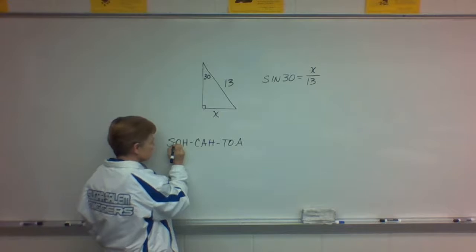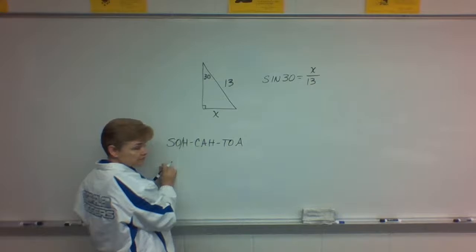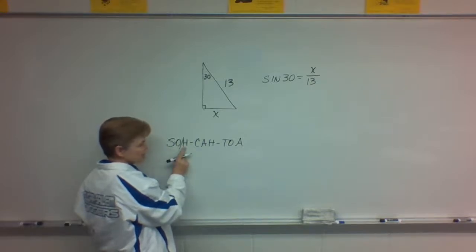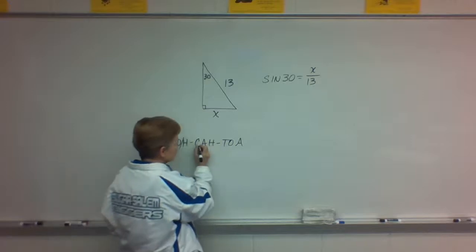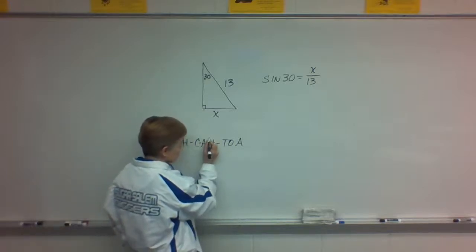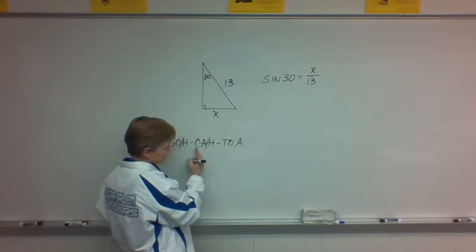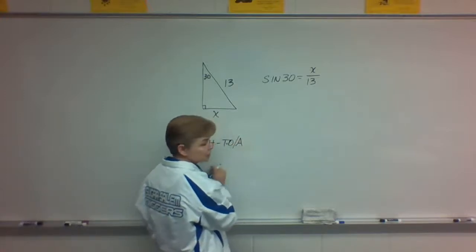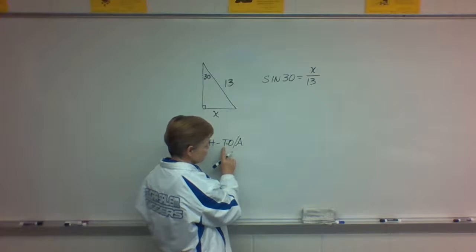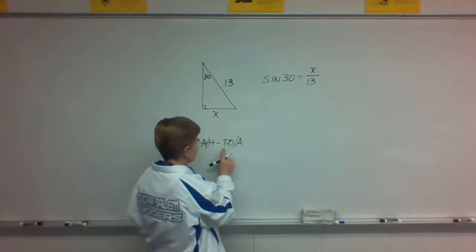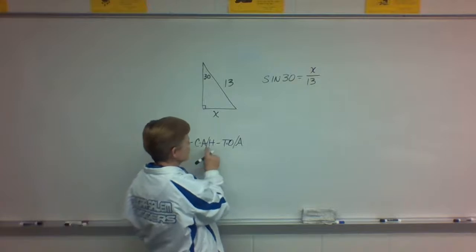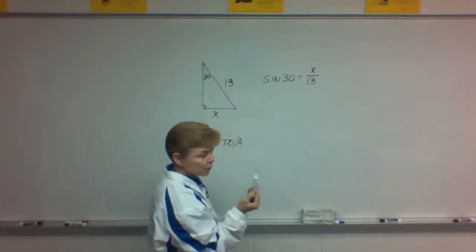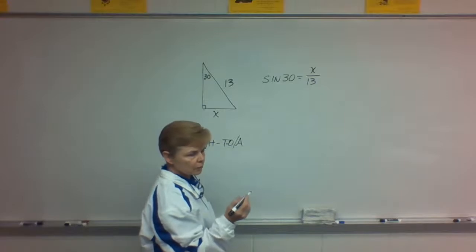Sine is opposite over hypotenuse. That's what that means. That's for sine. This is opposite. This is hypotenuse. You with me? Cosine is adjacent over hypotenuse. Cosine, adjacent, hypotenuse. That's what those three letters stand for. Tangent is opposite over adjacent. So this is your tangent. All of the first letters are sine, cosine, and tangent. The next two letters are numerator and denominator for the ratio definition. Are you with me there?